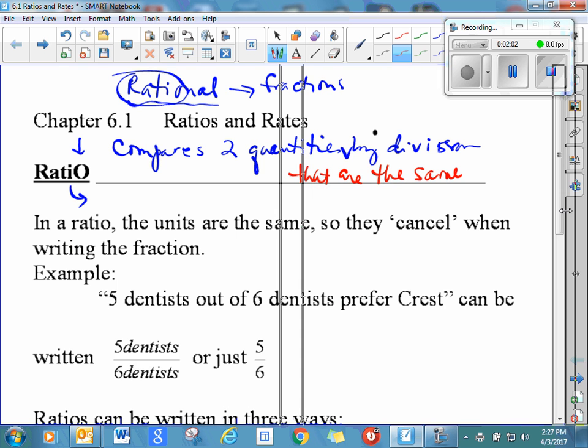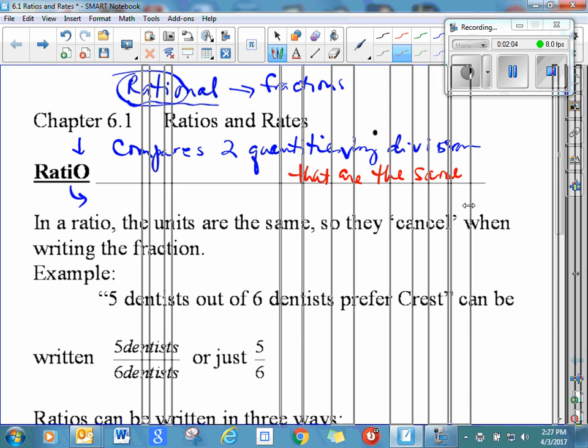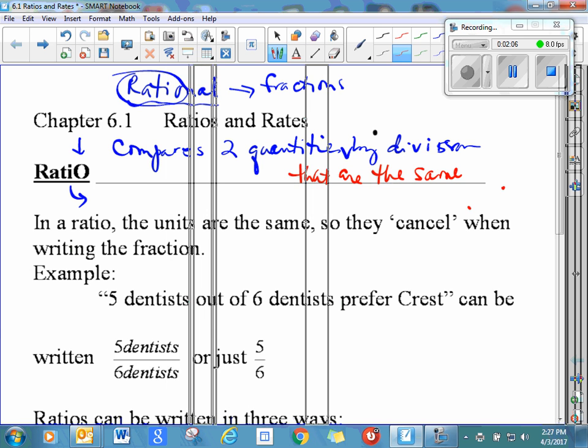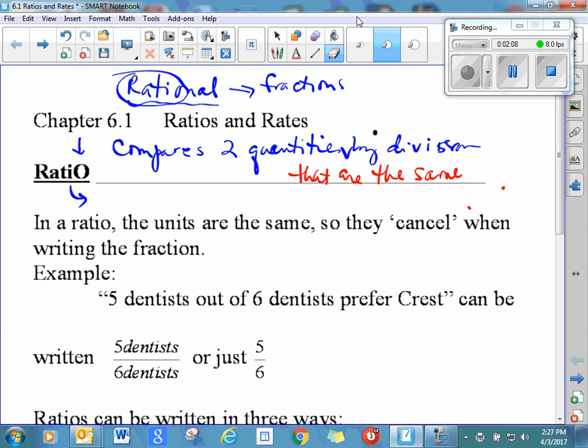So the example that I give you here, all right, this is going weird on me, as you can see. What's up with that? Let's see if it's settled down.